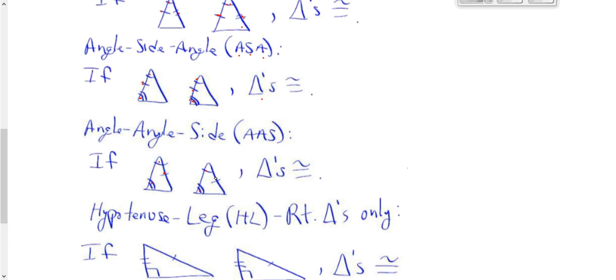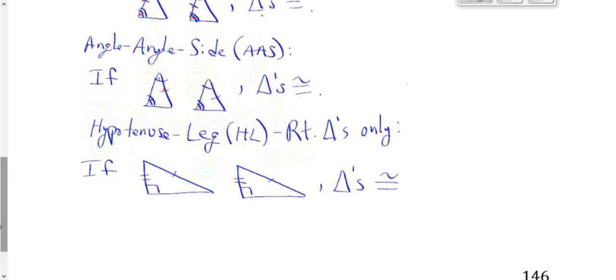Okay? Now, this one's a little different, right? Hypotenuse leg. What kind of triangle has a hypotenuse and a leg? Or legs? A right triangle. So this one only works for right triangles. Okay? Because, well, these don't have hypotenuses, right? But these will work for right triangles as well, but this won't work for any other thing.